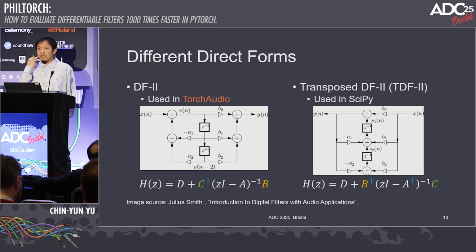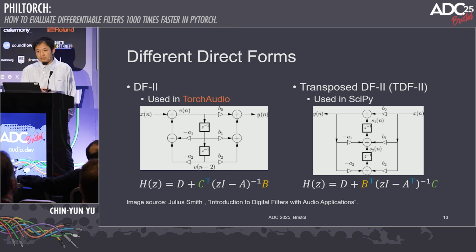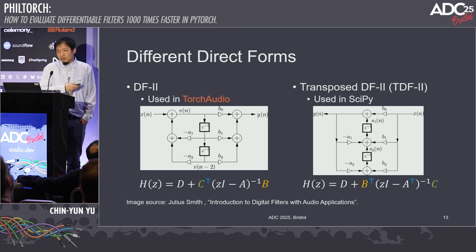In SSM, we can switch between these two forms easily, just replacing the A matrix with its transpose and swapping the B and C matrix. So in PhilTorch, you can switch between these two behaviors easily, and the responses are the same.